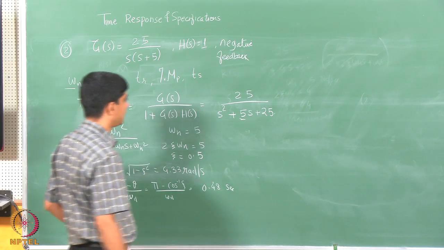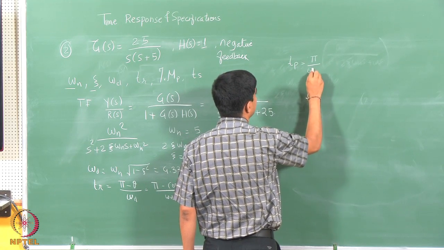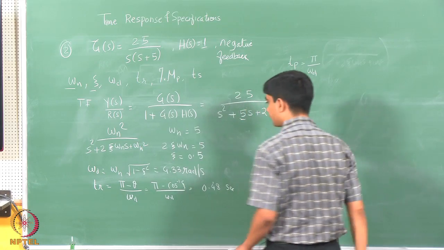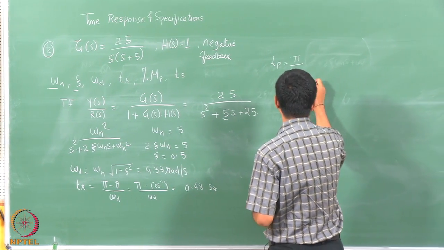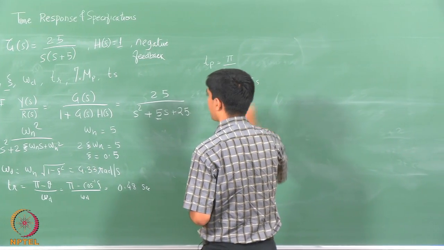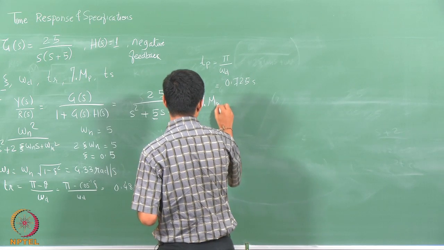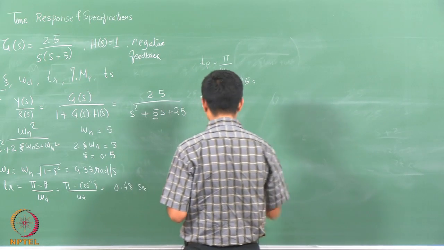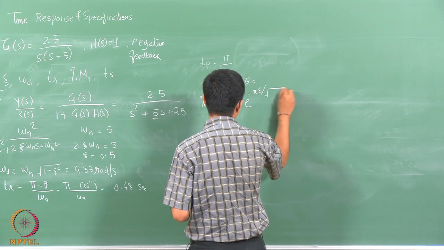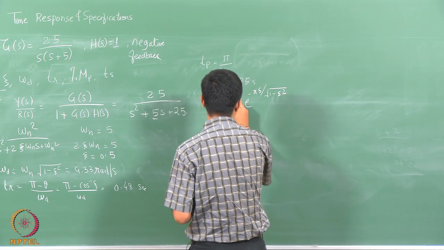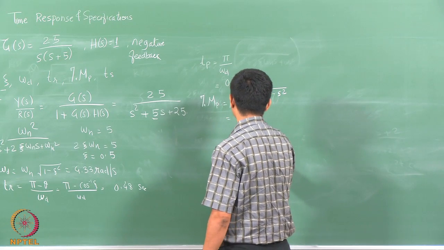Okay. The peak time, we computed this as pi over omega d. So, omega d is over here, and that will just be 0.725 seconds. Okay. And then the percentage overshoot was directly depending on the damping, that was given by e power minus pi zeta over square root of 1 minus zeta square, multiplied by 100 to get the percentage, and I could compute this as 16.36%.